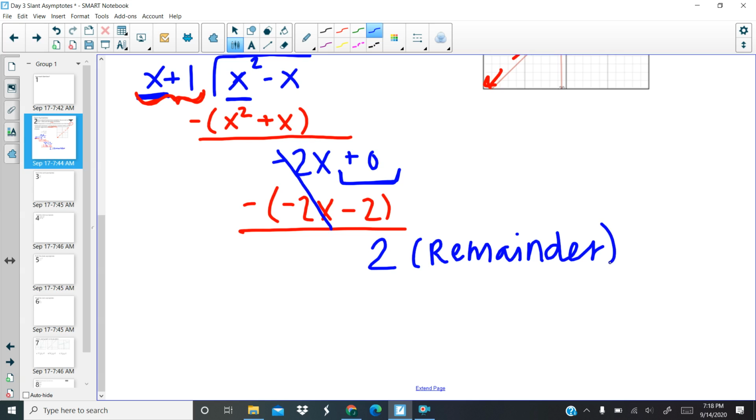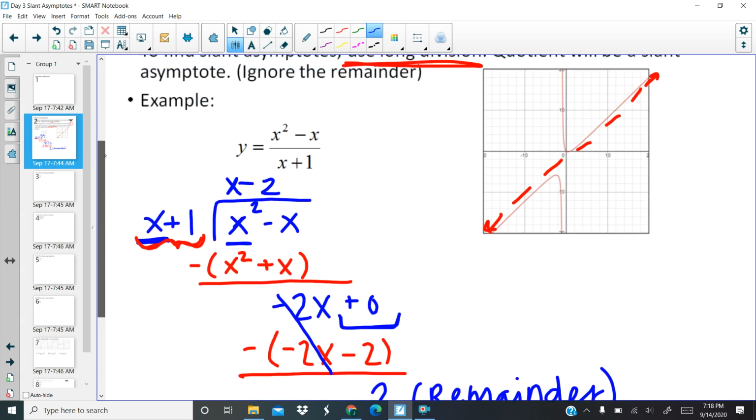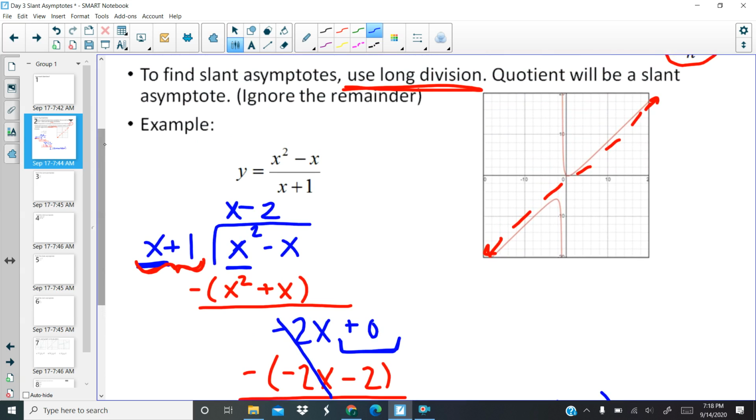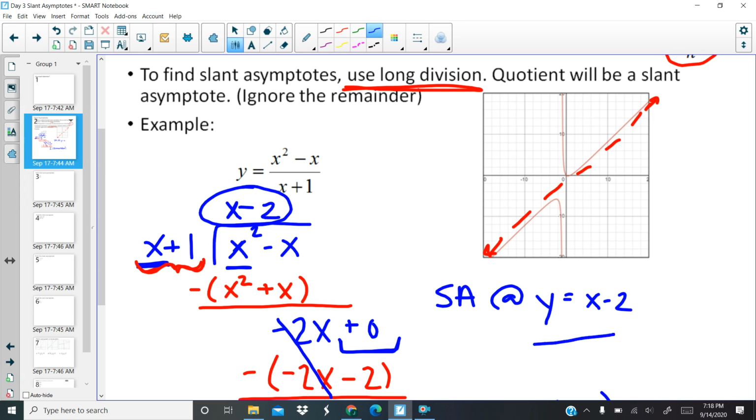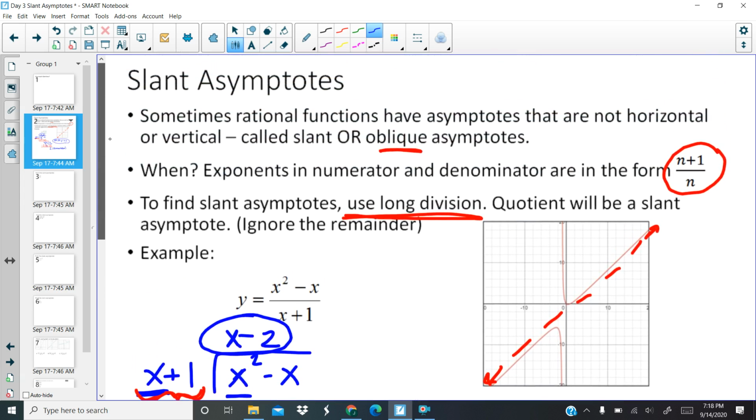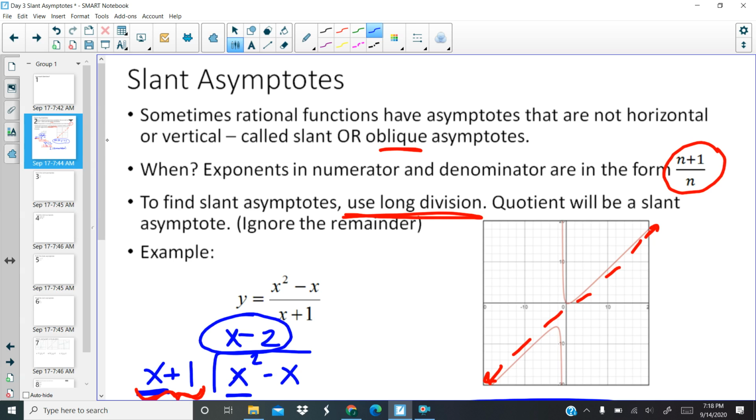And so then you don't have to worry about the remainder when you're doing long division for slant asymptotes. So since you don't have to worry about the remainder, this x minus 2 up here would be your whole answer. So if you wanted to find the slant asymptote, then you would have a slant asymptote at y equals x minus 2, and that would be your answer for that first example. So if you didn't get a chance to write it all down, or if you didn't pause it earlier, I would suggest going ahead and pausing now and getting these notes down, and then going on to the next example.